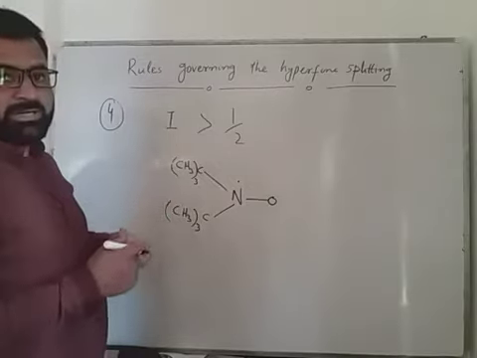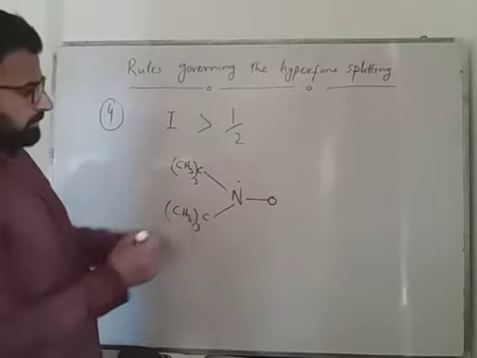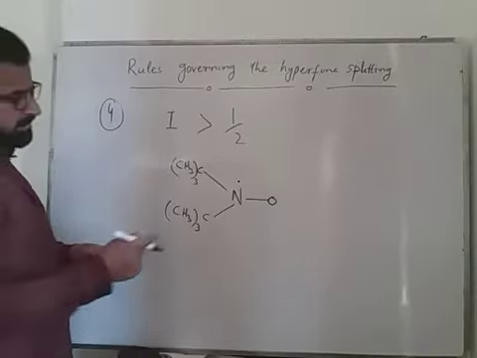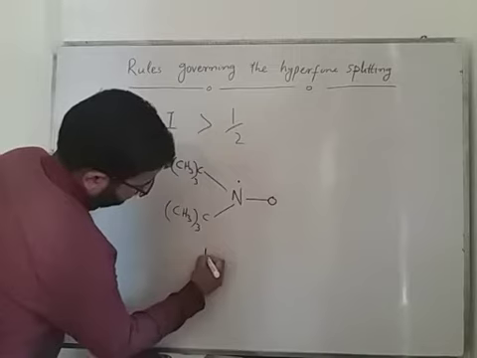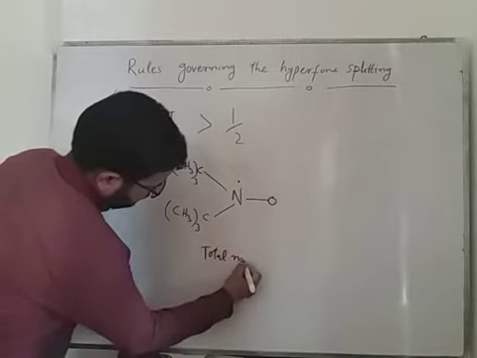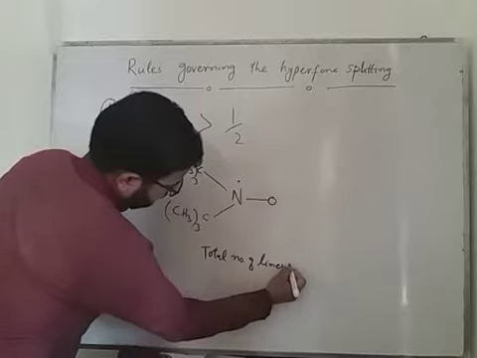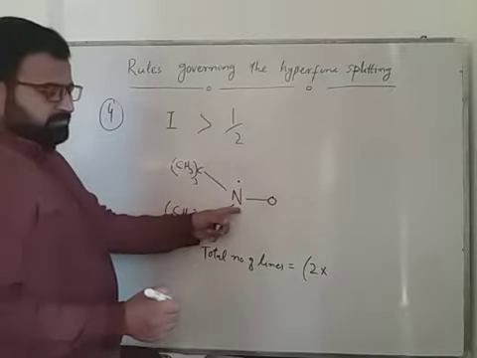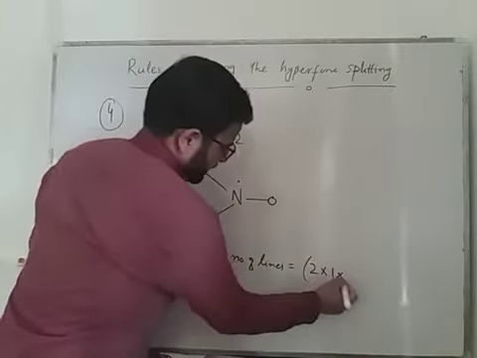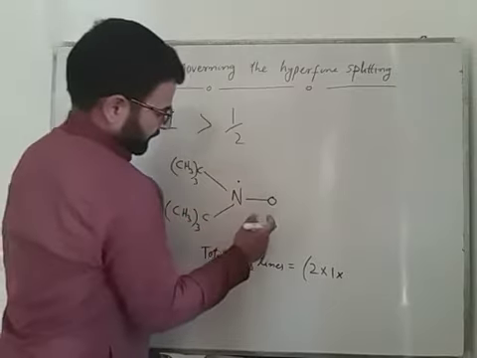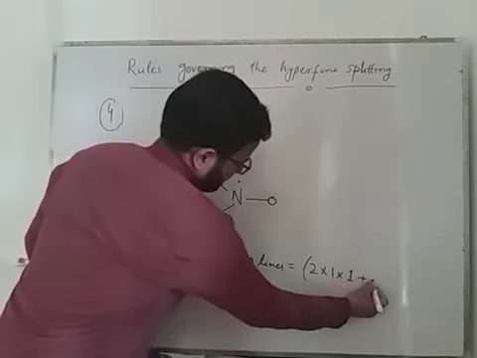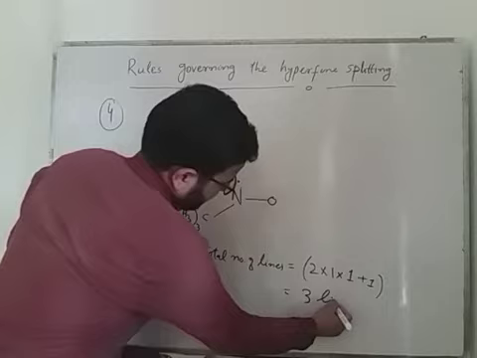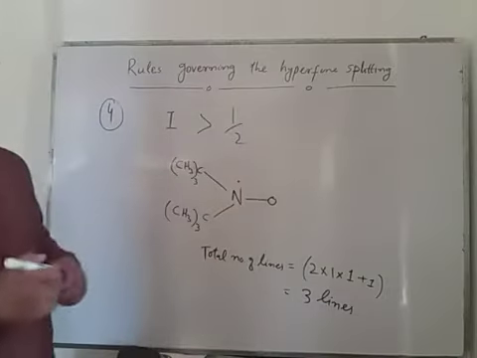Tertiary butyl derivatives are here. So substituents are there on this nitroxide radical. Here also, the total number of lines will be equal to 2nI plus 1. Since only one nitrogen is here, it is 2 multiplied by 1, where I is 1 for nitrogen, plus 1, which comes out to 3. Three lines will be possible in the case of this system. Okay.